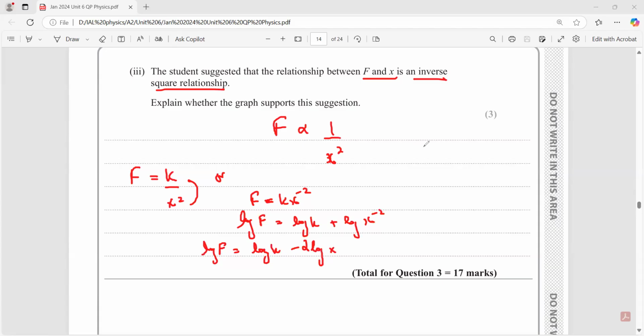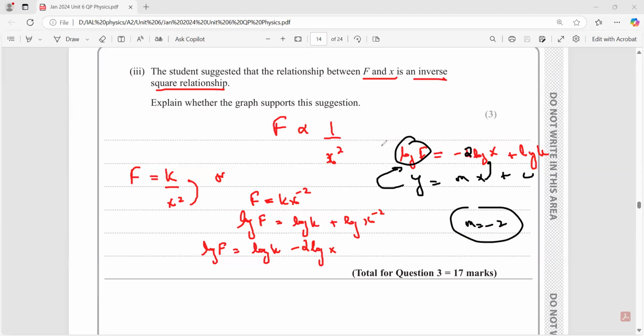Or if I write the equation, I can say log f is equal to minus 2 log x plus log k. Then I compare with the equation of a straight line, y is equal to mx plus c. On the y-axis, if I have log f, and on the x-axis, log x, what should my gradient be? My gradient should be minus 2. When it is an inverse square, the gradient should be minus 2. But when we do this experiment, the gradient is minus 3.57. So minus 2 is not equal to minus 3.57. So they don't hold the inverse square relation.